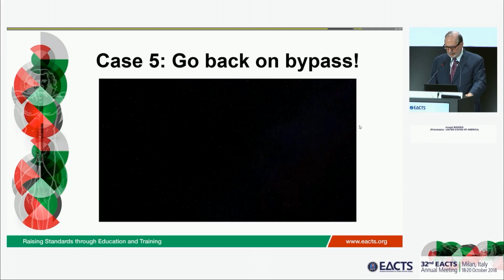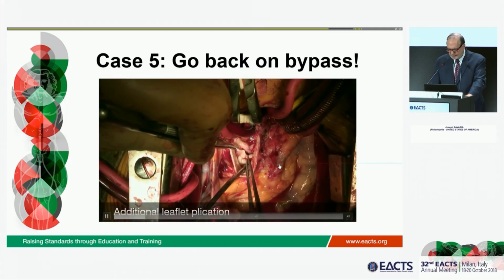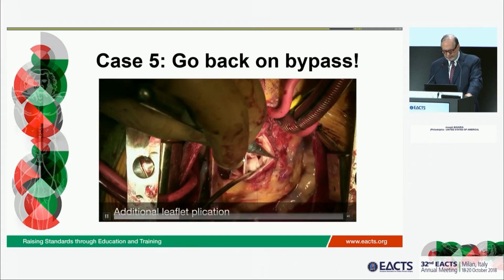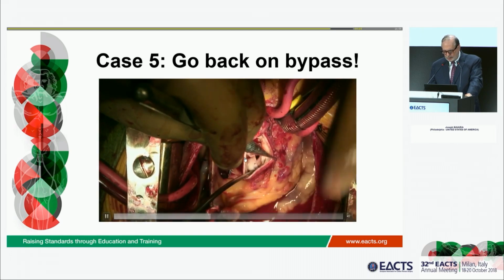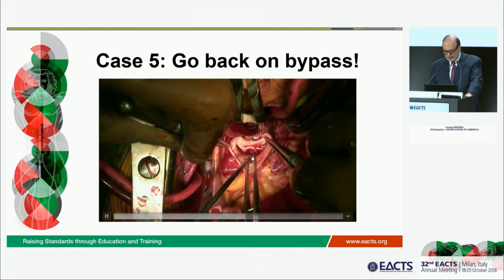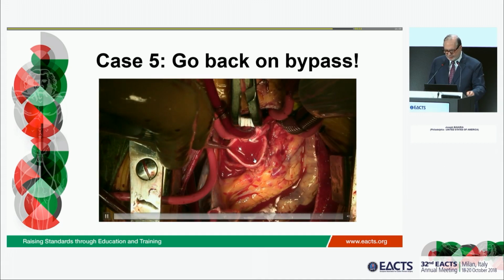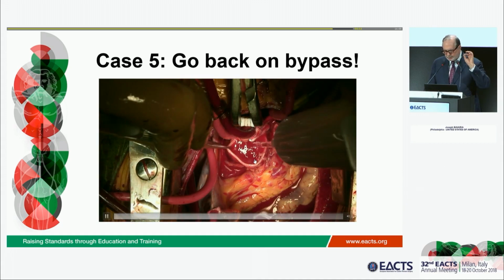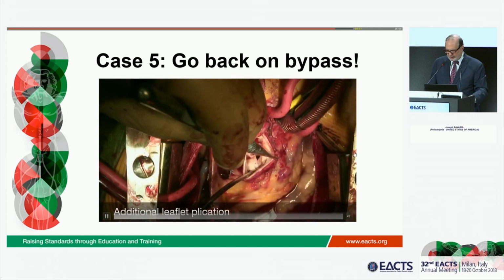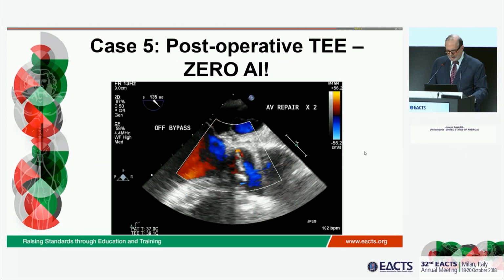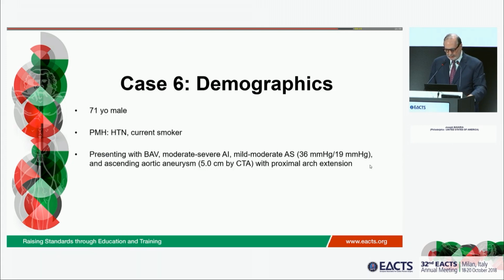So I decide to go back on bypass in this 29-year-old and look at the valve a little closer, use the data, as you heard earlier, from our echocardiographer to pinpoint exactly what the problem is, and put in an extra additional leaflet plication in this case. And when we came off, we had no AI at all, 0 AI. So this is how you can go back and look at it.